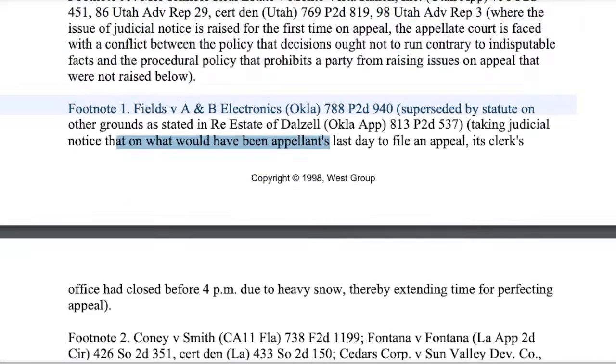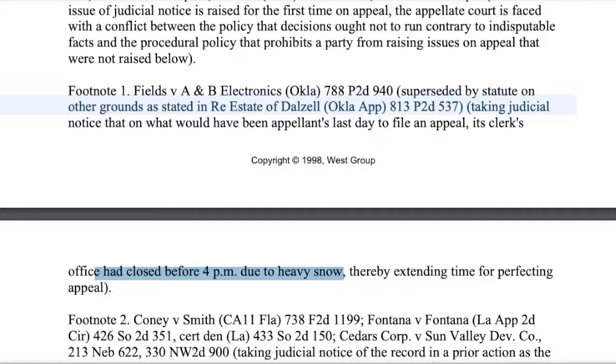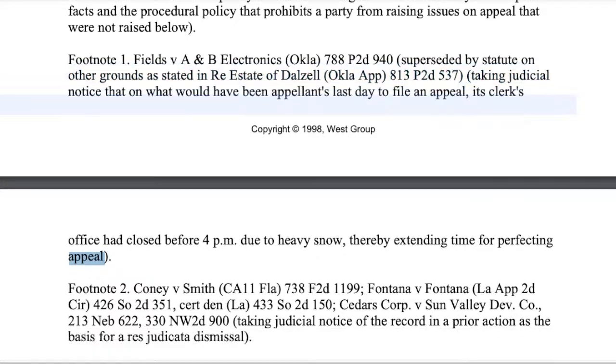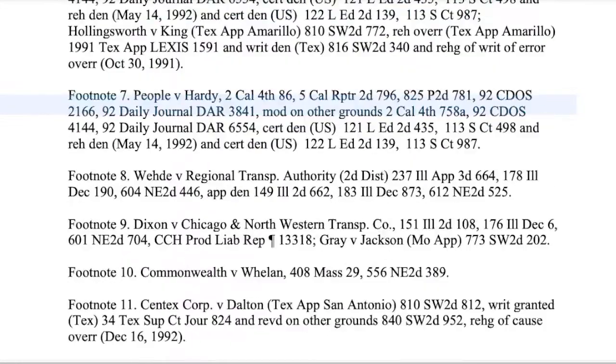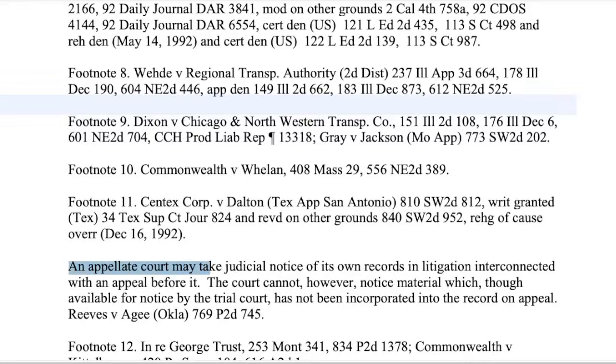So lastly, if the clerk's office had been closed due to heavy snow, thereby extending the time for perfecting the appeal. Oh gosh, heavy snow. Judicially notice the snow. An appellate court may take judicial notice of its own records in litigation interconnected with an appeal before it. The court cannot, however, notice material which, though available for notice by the trial court, has not been incorporated into the record on appeal. Important to keep that record solid.